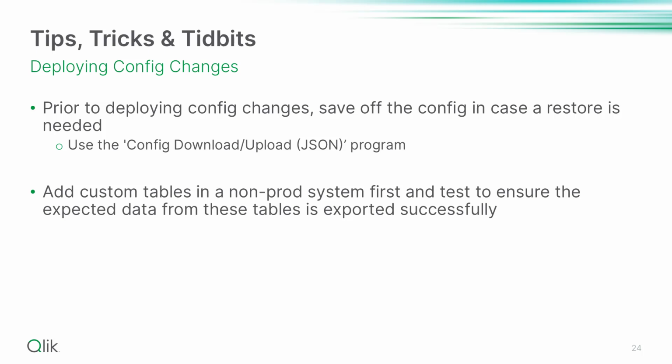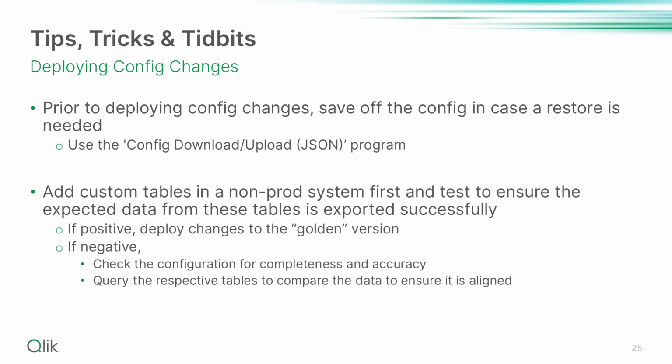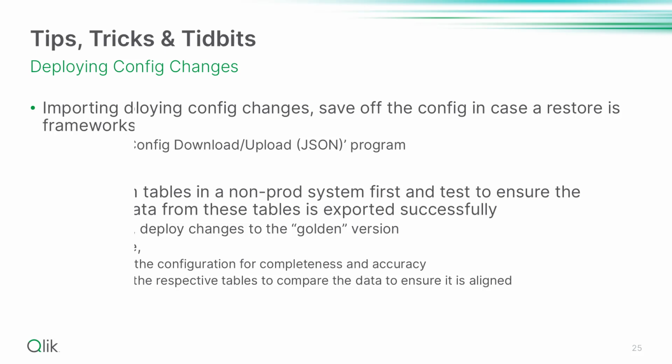Consider adding custom tables in a non-prod system first, and then test to ensure that the expected data from these tables is exported successfully. If testing is positive, then deploy changes in the environment where the golden version of your config is stored. If testing is negative, then double-check the configuration for completeness and accuracy. You may need to query the respective tables to compare the data to ensure it is aligned.